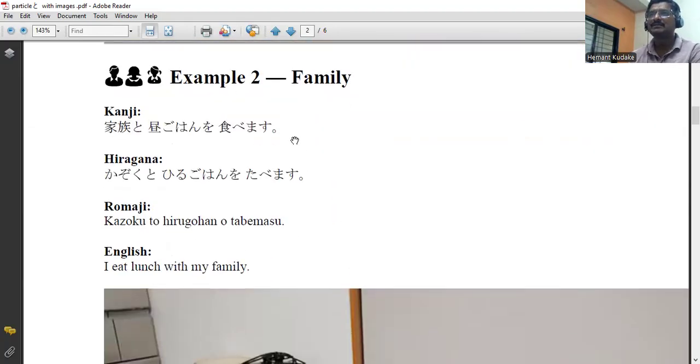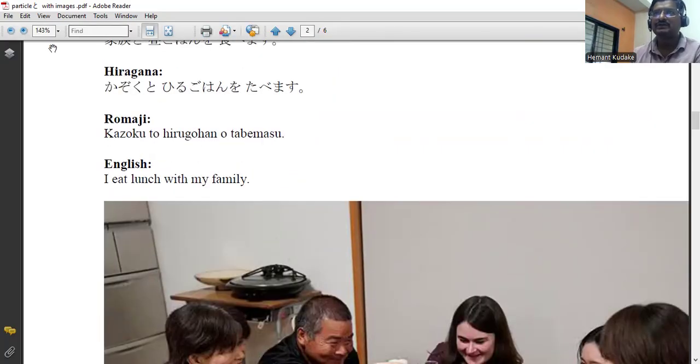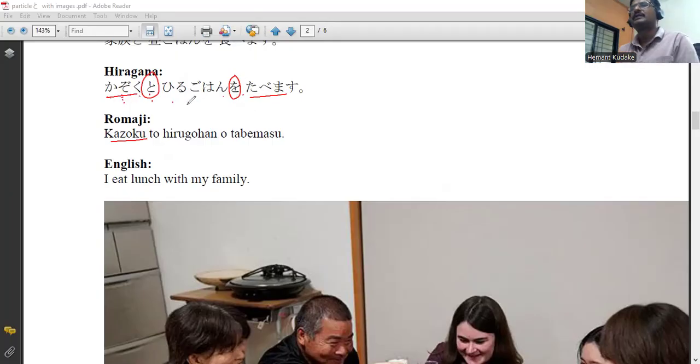Okay, next example I take is with the family. Here the example is kazoku to. Kazoku means family. For your understanding, I have written the romaji as well. Kazoku to means with family. Hirugohan o tabemasu. Hirugohan is lunch. O is a particle. Hirugohan o tabemasu means I eat lunch. Kazoku to hirugohan o tabemasu means I eat lunch with family. So this is the second example of particle "to".